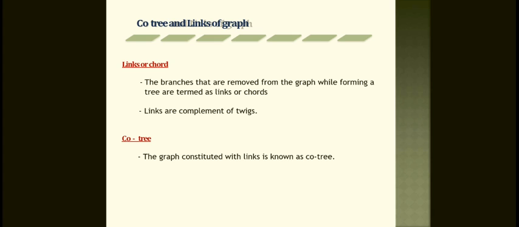Next, the co-tree and the links of the graph. What is a co-tree? The co-tree is generally the complement of the tree. Now we come to the links. The branches that are removed from the graph while forming a tree are termed links or chords.